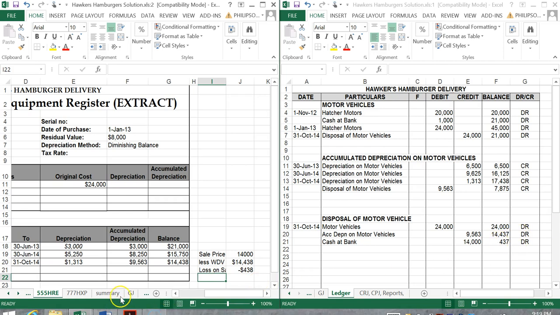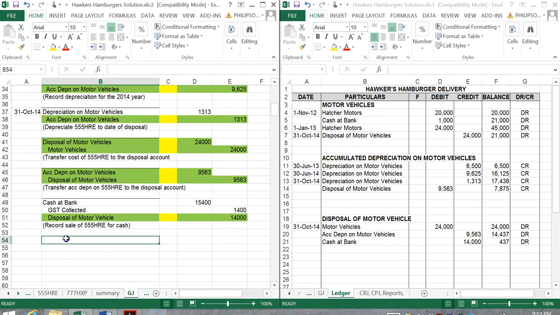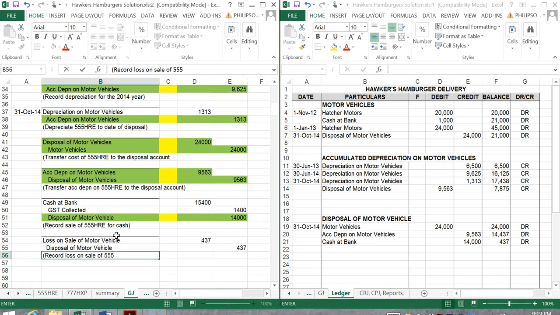Okay, so this is a loss on sale, so we need to do the journal entry. So if this is a debit balance, in order to clear the disposal account, we need to credit it. So we need to debit loss on sale of motor vehicle 437, and we want to credit the disposal account 437. Record loss on sale.